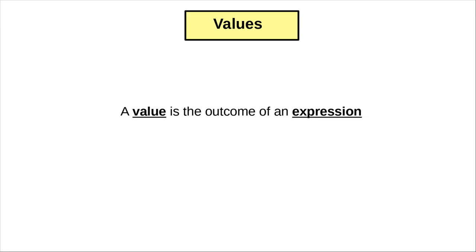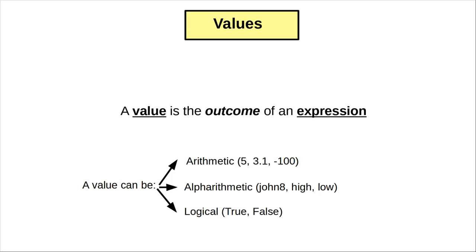It is a good idea to focus on a few useful notions that will make you a more efficient and confident programmer. We have values and expressions. The outcome of an expression is a value. A value can be arithmetic, that is, a number, algorithmic, or logical. You already know arithmetic values.